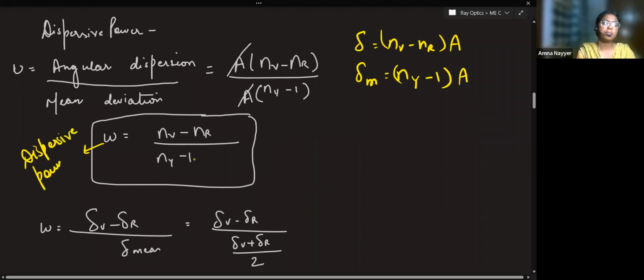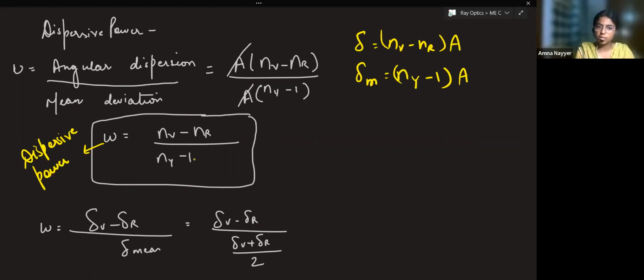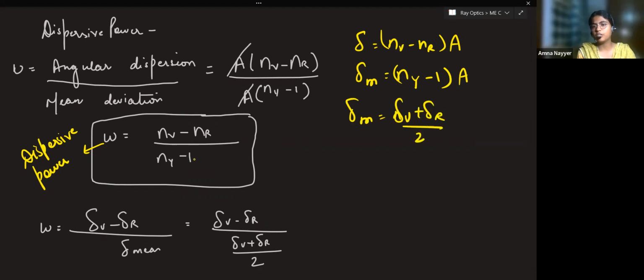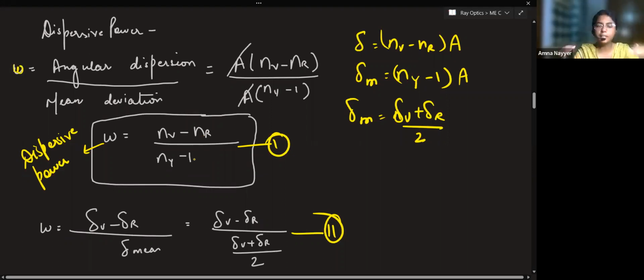So dispersive power is basically the ratio of angular dispersion to mean deviation. Fine. You can also write angular dispersion as del V minus del R, and mean deviation by the normal formula, which was deviation of violet plus deviation of red by 2. That also you can put. So you can use either this formula or that formula for the dispersive power. But the definition remains the same: ratio of angular dispersion to the mean deviation.